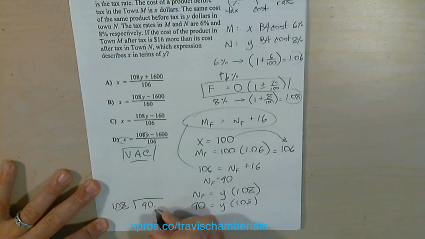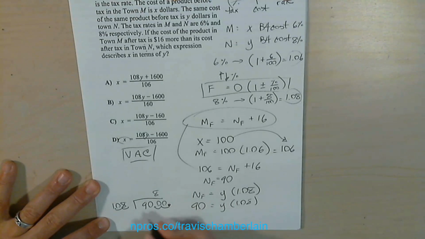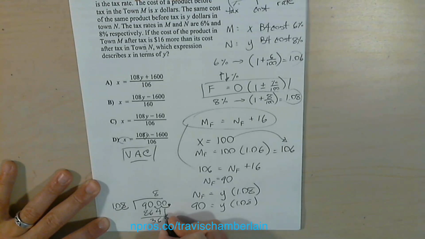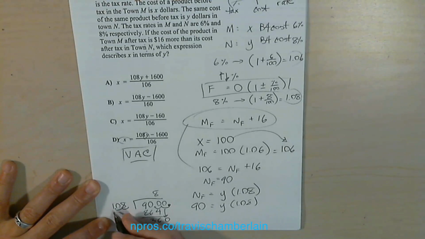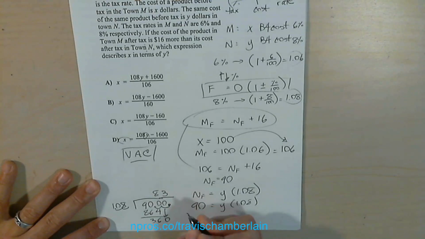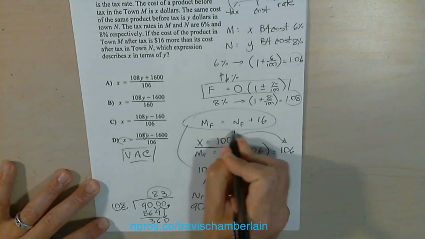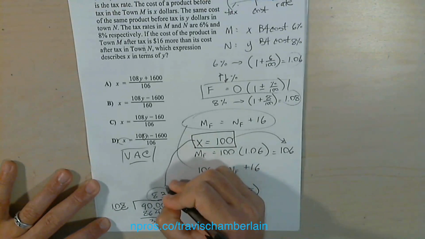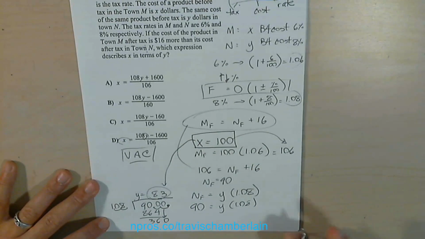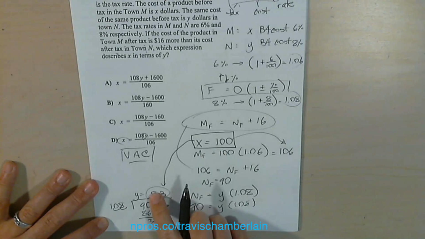Don't forget you have to move your decimals over, so this should become 9,000. And we can say, how many 108s fit in 900? Well, definitely less than 9. How about 8? Do some math here. I think that's 864. That'll give us a 3 and a 6. Bring down the 0. How many 108s fit in 360? Looks like 3-ish. Let's just stop there. So we have a relationship. When X is 100, the Y value is 83. That's what Y is. So we've actually plugged in and solved the entire problem now.